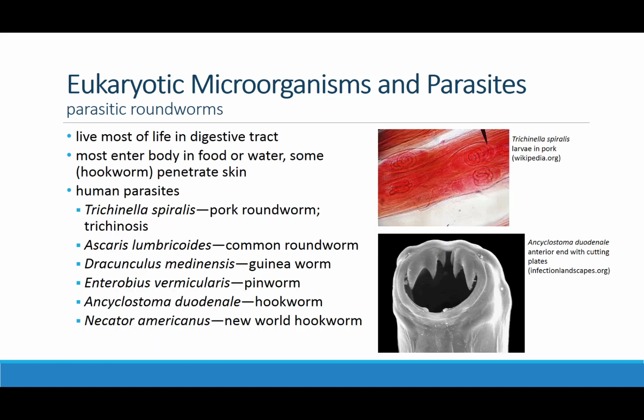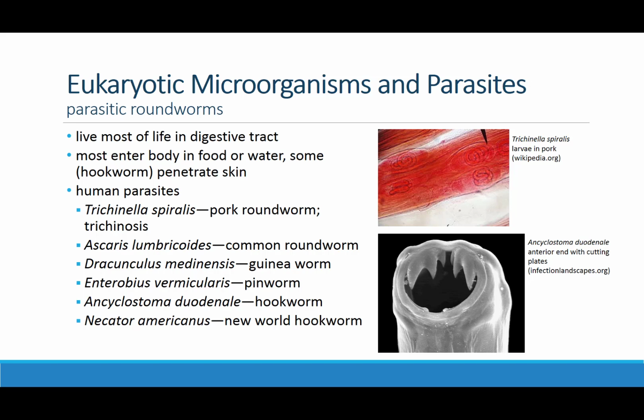So that's the flatworms, the flukes, and the tapeworms. So now let's look at the roundworm parasites. They live most of their lives in digestive tracts, and they have to enter the body either in food or water, or some of them, like the hookworm, is capable of penetrating the skin directly.